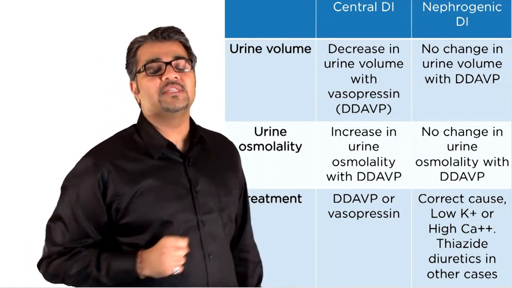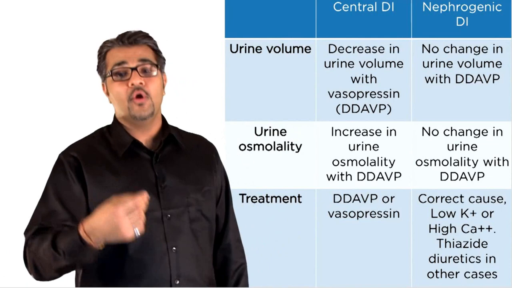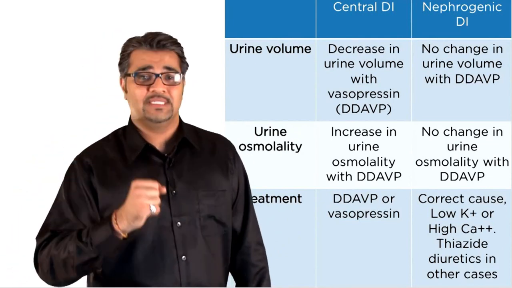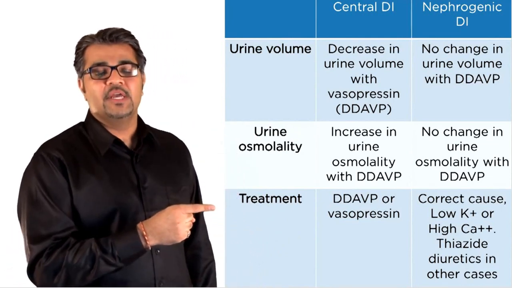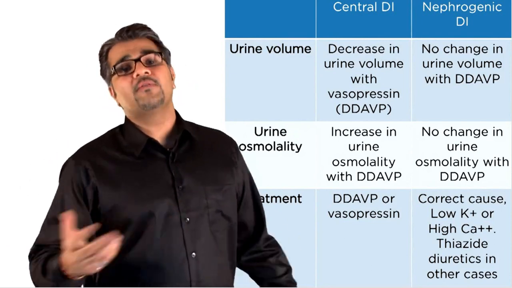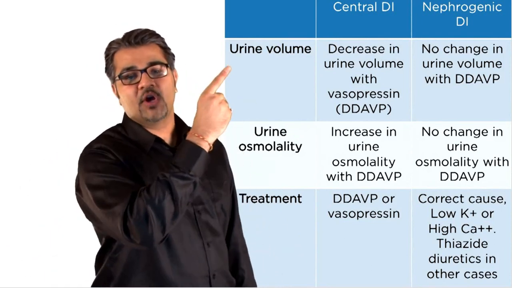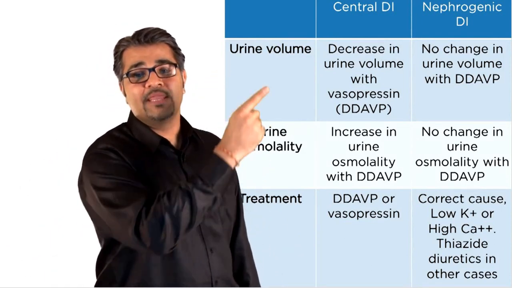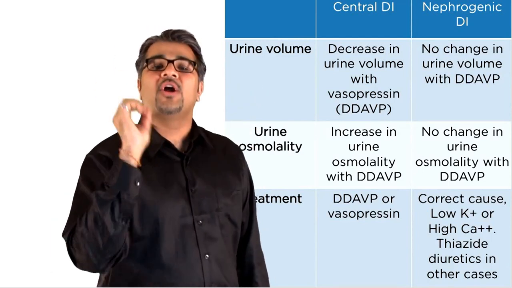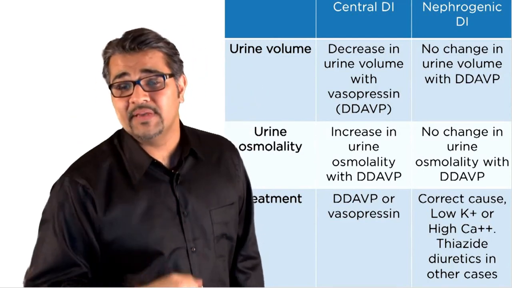So you're going to see an increase in urine osms, again with DDAVP, which is known as vasopressin, which is also known as ADH. And lastly, treatment. Treatment is DDAVP or vasopressin. Why? Because it fixed the urine volume problem, it fixed the urine osm problem, and therefore we know we're treating the underlying problem here, which is a lack of ADH.